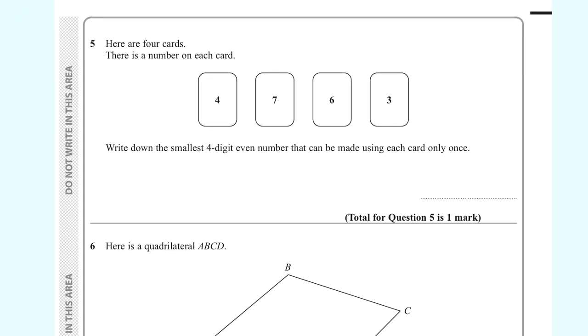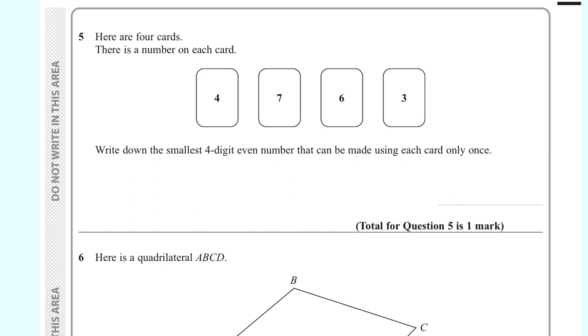Next, 4 cards. There's a number on each card. Write down the smallest 4-digit even number that can be made. So it's an even number and it's got to be 4 digits and we're looking for a small one. The best way to look at this is that it's got to be really small. So it's 1,000 or something, or 3,000 or something, 6,000 or something, 7,000 or something, 4,000 or something. The smallest number we can make is definitely having that 3 as our first digit, because it's 3,000 and then blah, blah, blah. We want it to be really, really small.